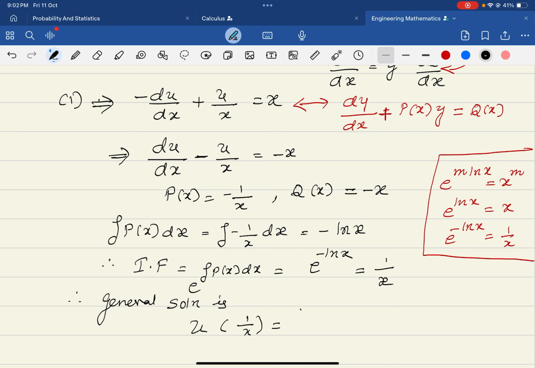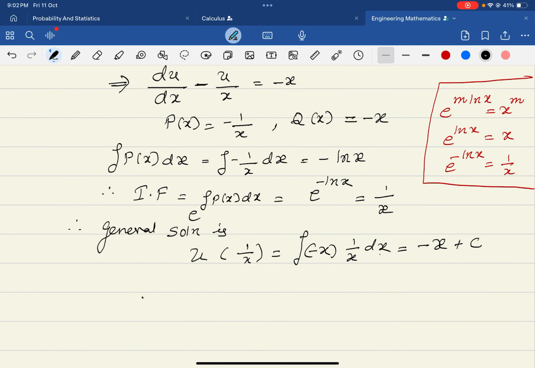So we write the integral of q of x, which is minus x, into the integrating factor, which we got as 1 over x, dx. So this x and x get cancelled. You will be left with minus integral dx, which is equal to minus x plus the constant.